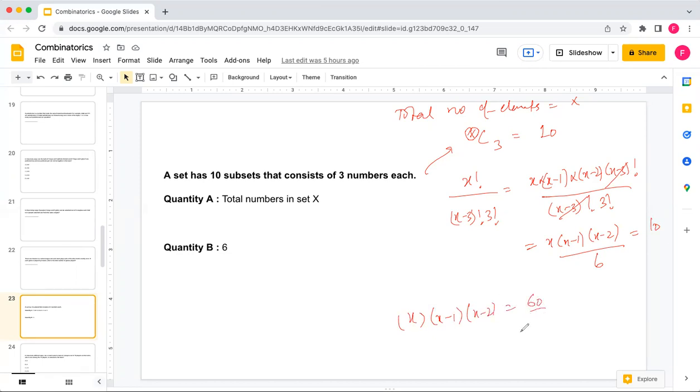And if you prime factorize this, what is this? This is 2 into 5 into 3 into 2. So how can you write this? 2 into 5, 3 into 6, yes. So you can write this as 3 into 4 into 5. So this is 5, this is 4, and this is 3. And x is equal to 5. That's why quantity B is the answer.